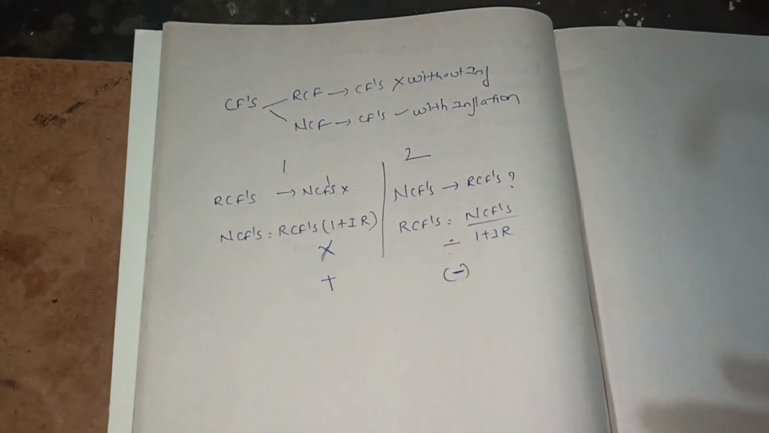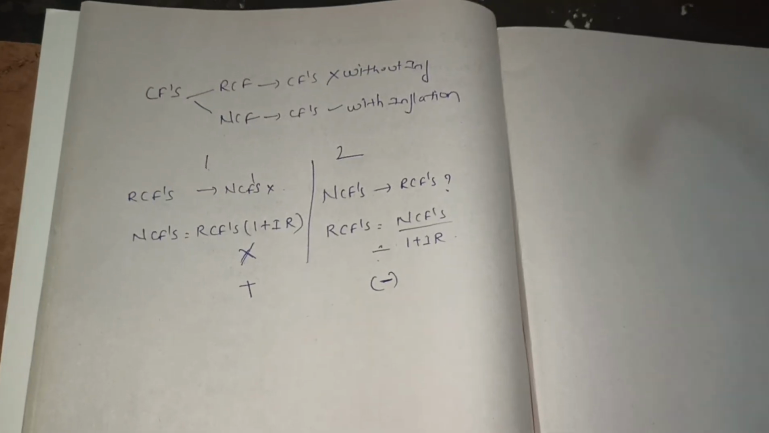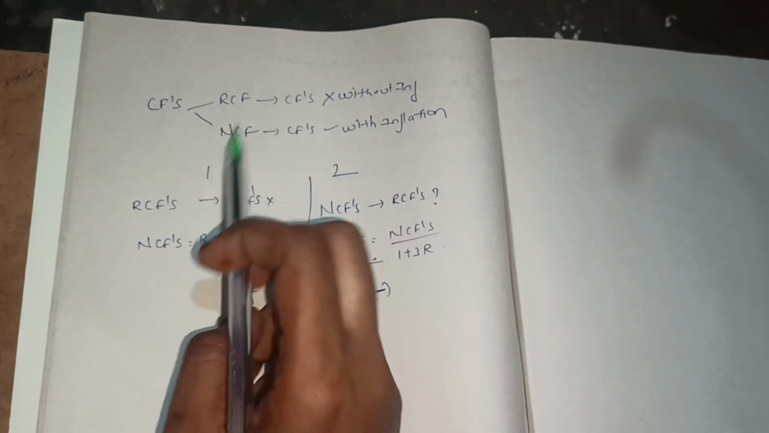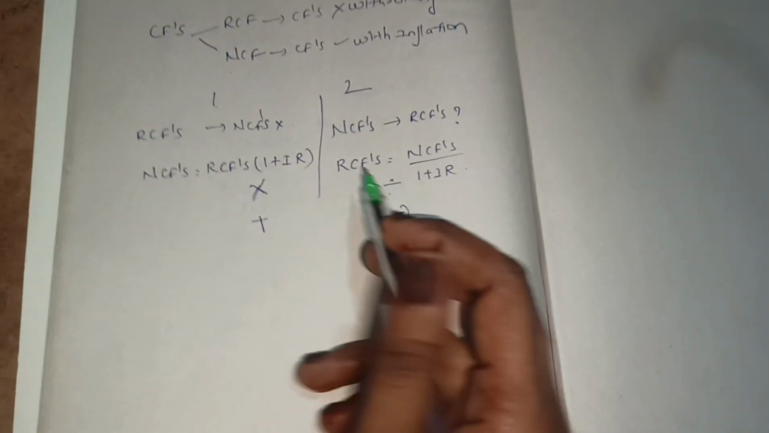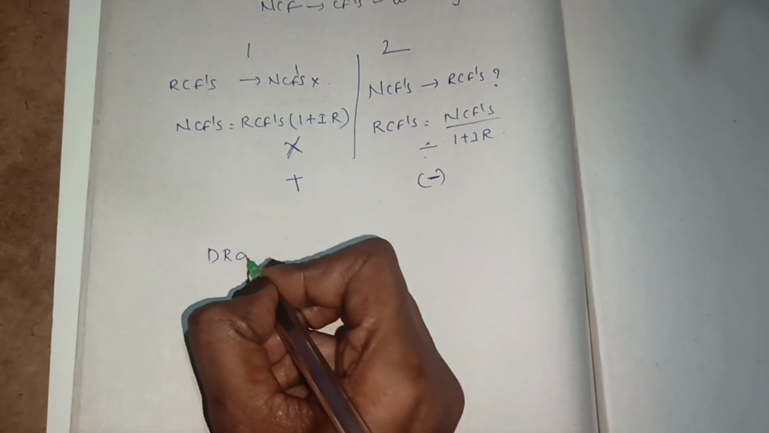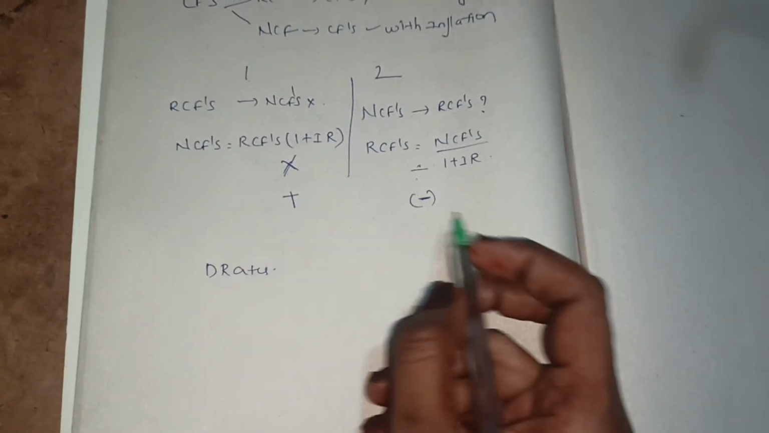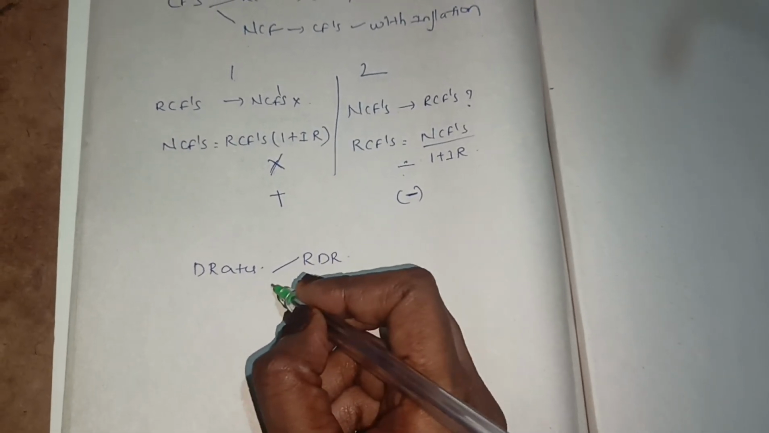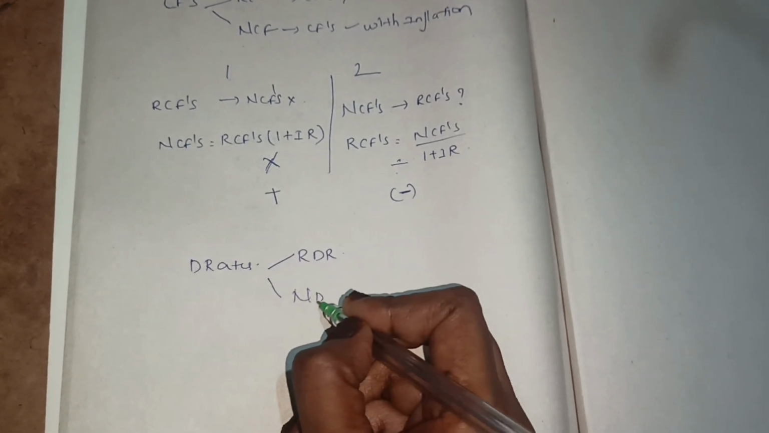Now coming to today's topic. Like cash flows are two types, that is real cash flows and nominal cash flows. In the same way, there are two types of discounting rates, namely real discounting rate and nominal discounting rate.